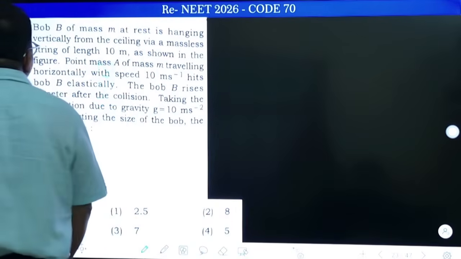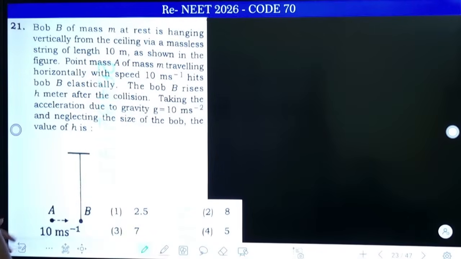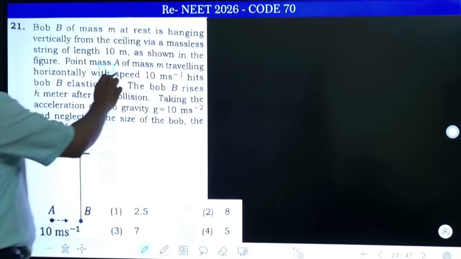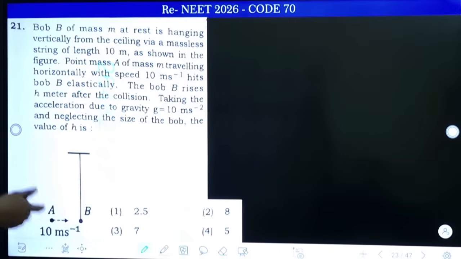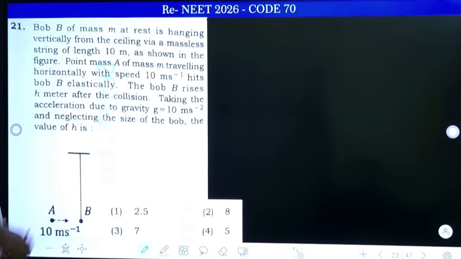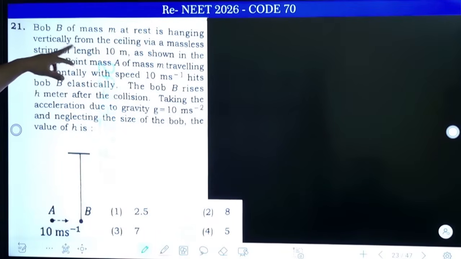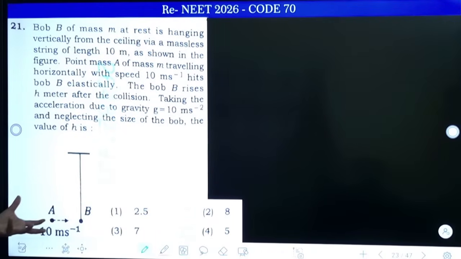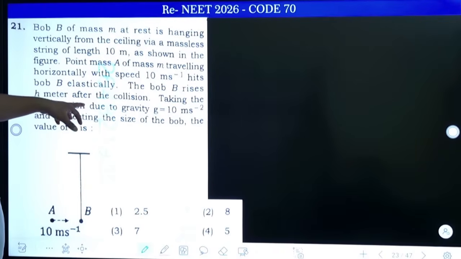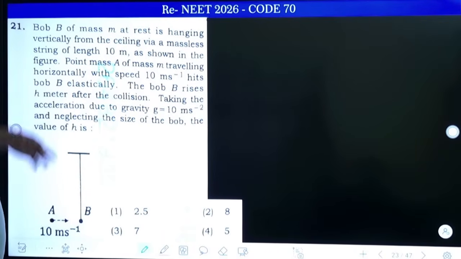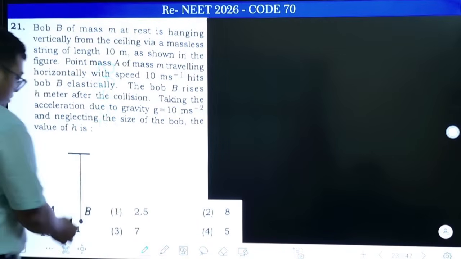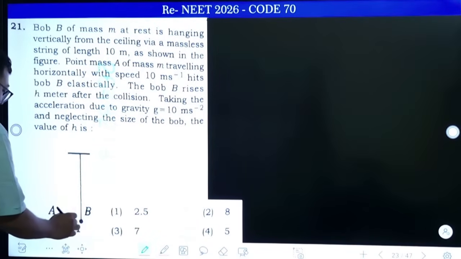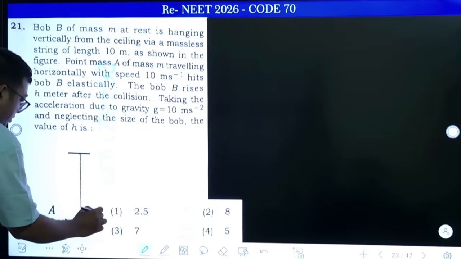An elastic collision has happened. What about the masses? Are their masses the same? Point A of mass m travels and hits bob B elastically. Bob B also has the same mass. So bob A of mass m and bob B of mass m, both masses are the same. So an elastic collision happens, right? Elastically means the velocities will exchange. So this will become that, and that will become this, correct? So after the collision, this will come to rest, and that will start moving with 10 meters per second.